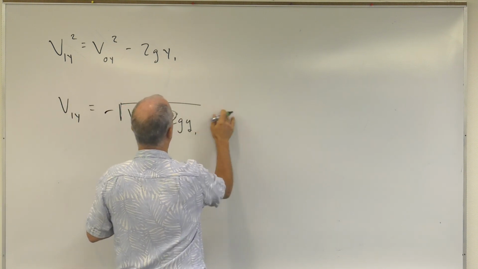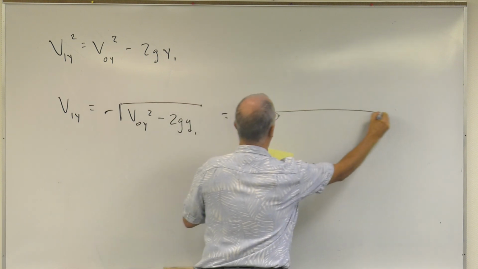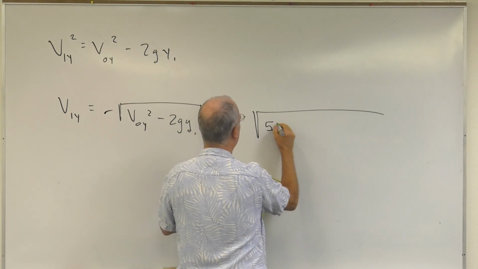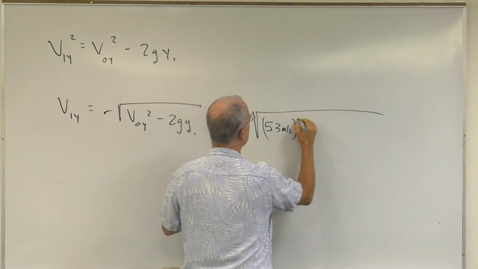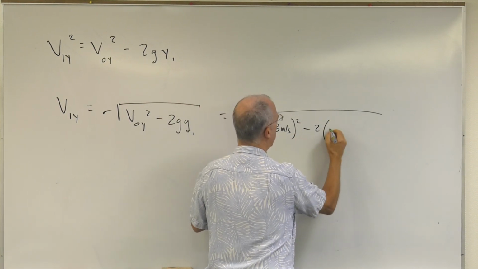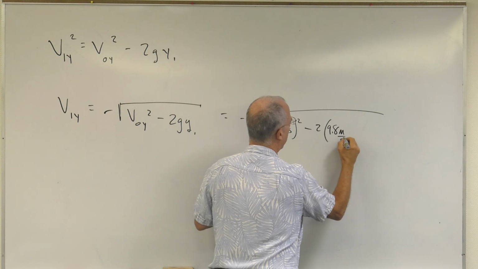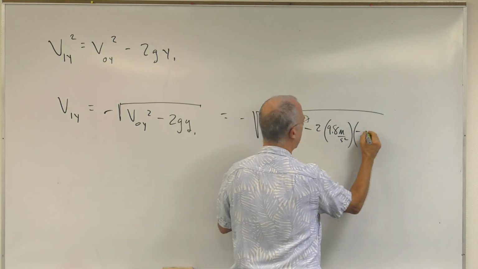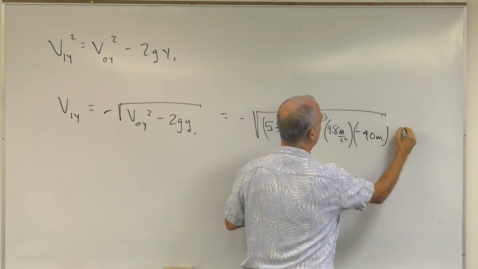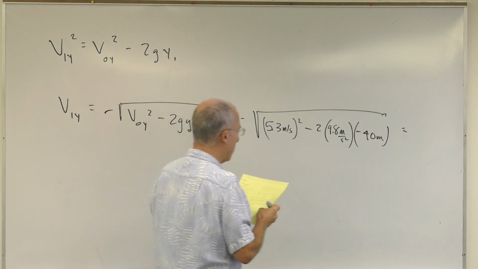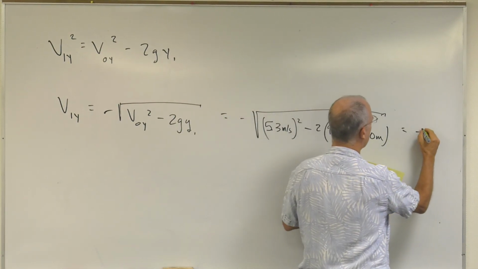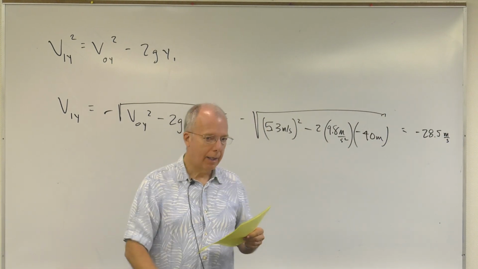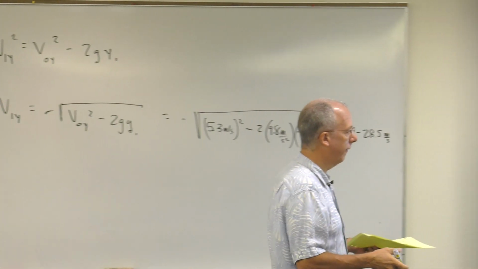So minus the square root of v0y, just look over there, 5.3 meters per second, squared, minus 2. Remember, g is positive, 9.8 meters per second squared. And then y1 is minus 40 meters. And then, I promise, if you do it, you will get minus 28.5 meters per second.